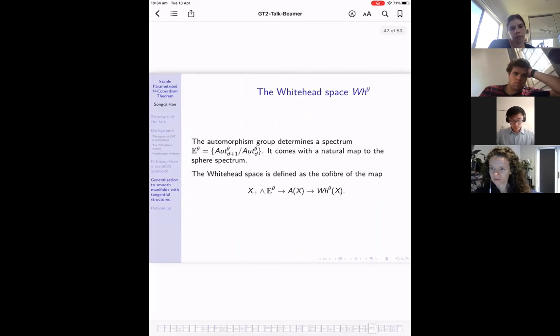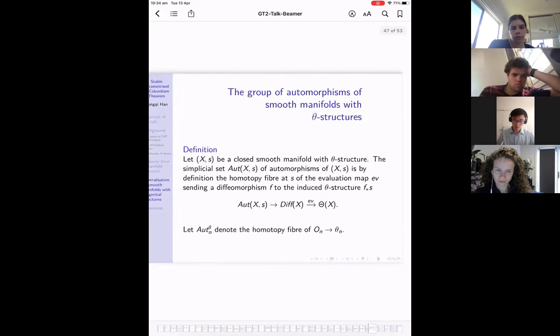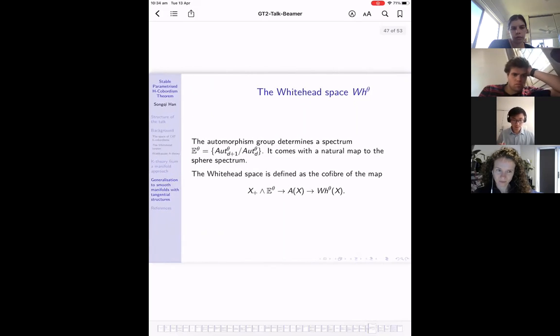These automorphism groups determine a spectrum, given by taking the homotopy quotient of the (d+1)-dimensional automorphism groups by the d-dimensional automorphism groups. And it comes with a natural map to the sphere spectrum, because the homotopy fiber definitely has a map to O(n), and the quotient of O(n+1) over O(n) is S^n, which gives us the sphere spectrum.